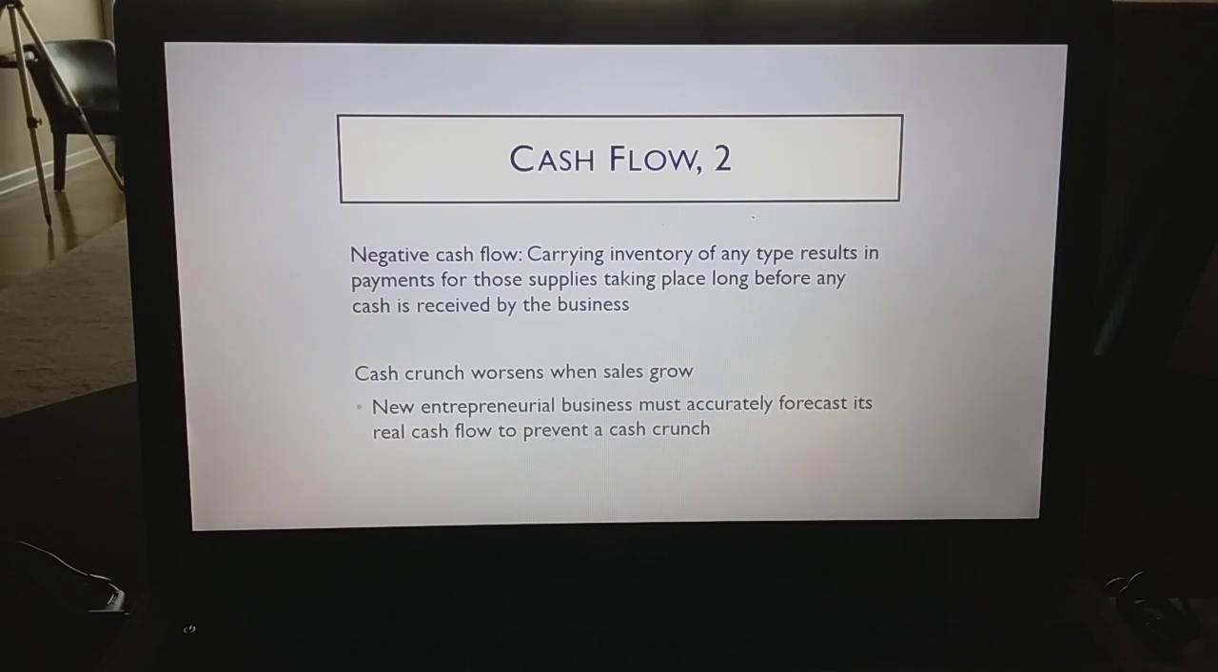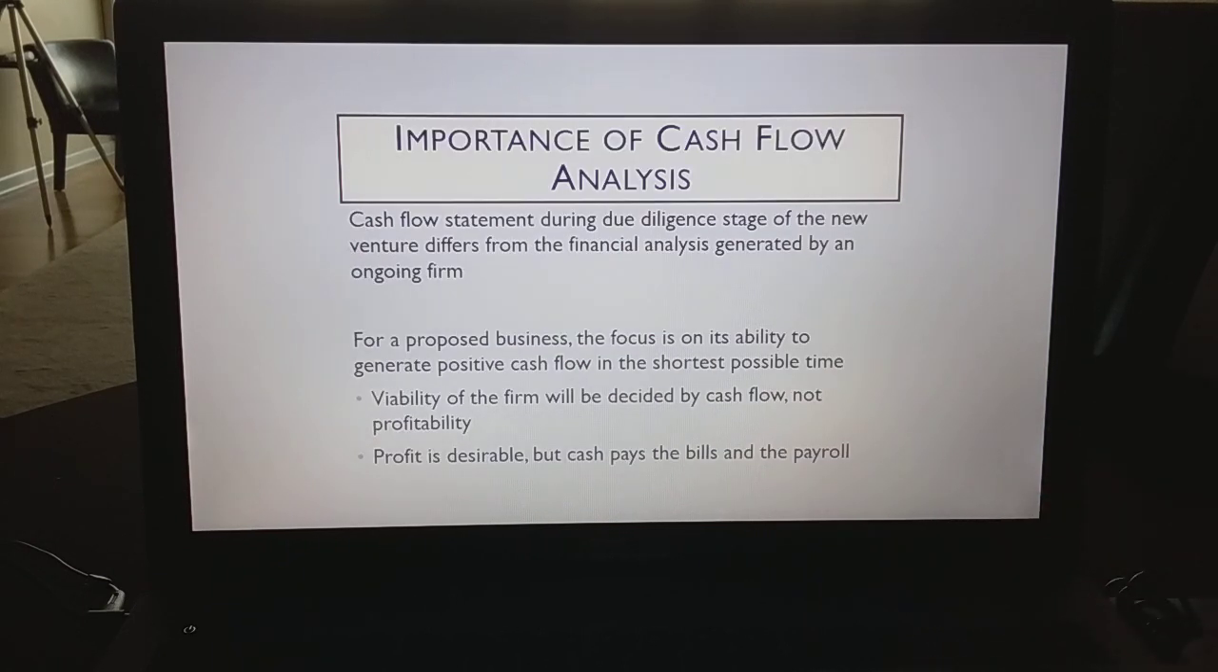So negative cash flow is when you're carrying more inventory, and you have more going out than coming in. That's a big problem and something that definitely needs to be avoided. And cash flow is one of the biggest predictors of business success. So we have a thing called a cash flow analysis, and again, it's really important that you keep on top of that, and have your accountant work on that and that kind of thing.